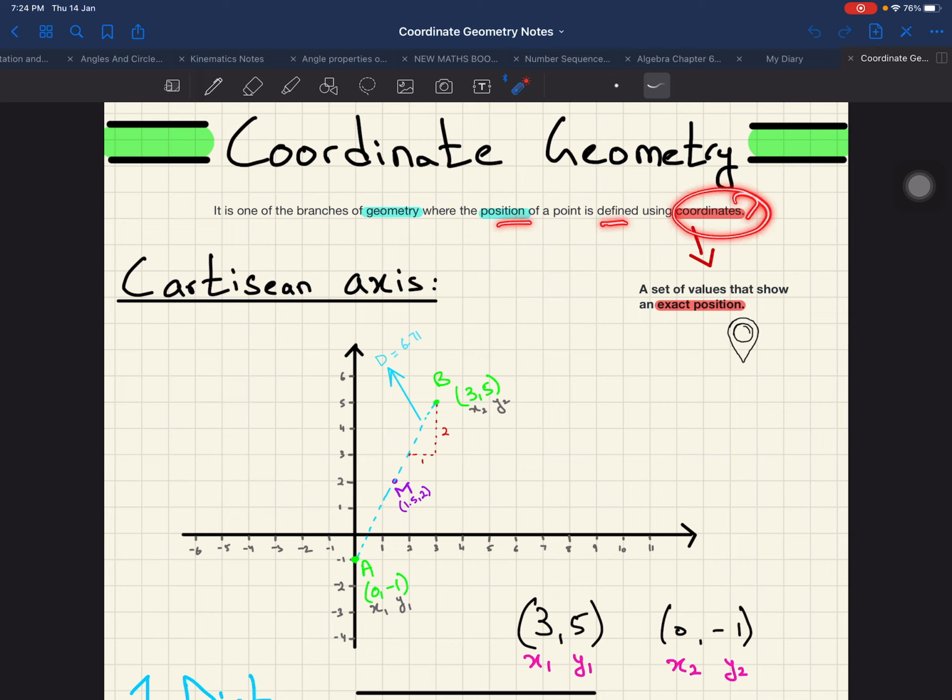using coordinates. As you have already seen in Google Maps, you're familiar with this logo also. It shows your location at a specific point. So the location is shown by coordinates. But in coordinate geometry we'll only be discussing the x and y coordinates. So this is the Cartesian axis over here. This is the x axis and this is called the y axis.